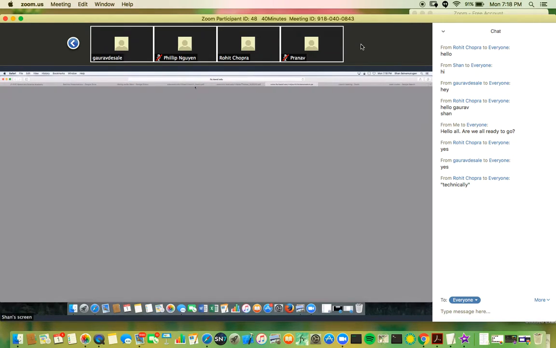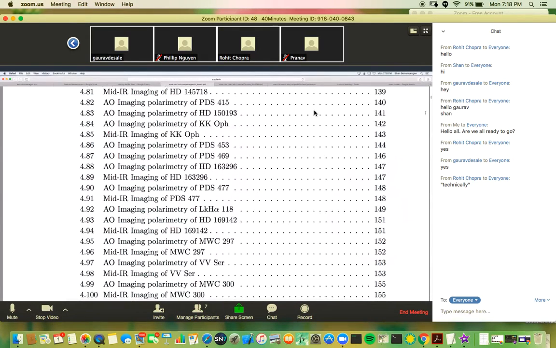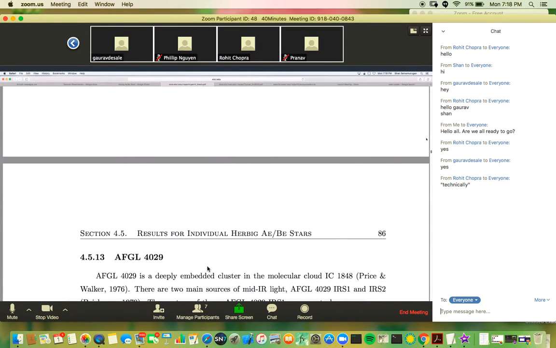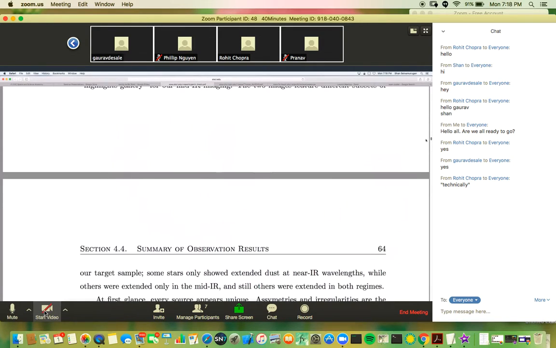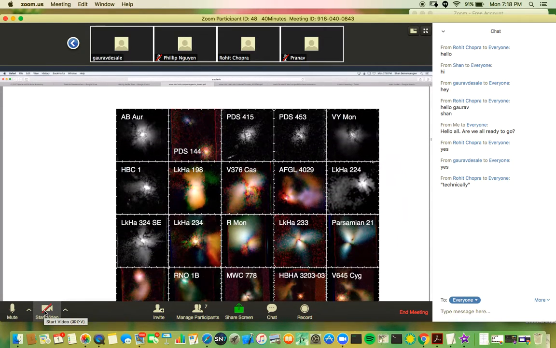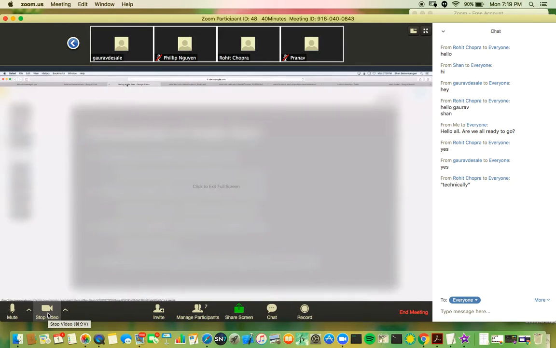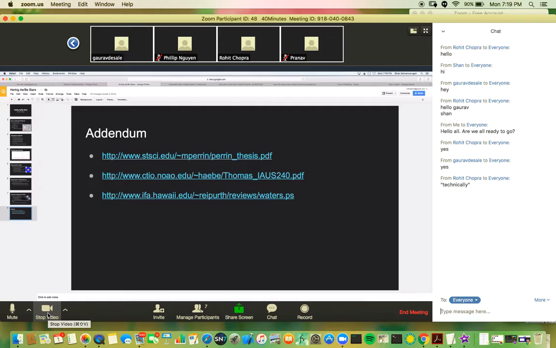Wait, if I can scroll down, right? So you can see a few examples of what images of these Herbig stars look like. As you can see, they're really obscured by gas and dust, and that's kind of expected because we are talking about stars that form and are very huge. So yeah, and then there's a bunch of other links too.